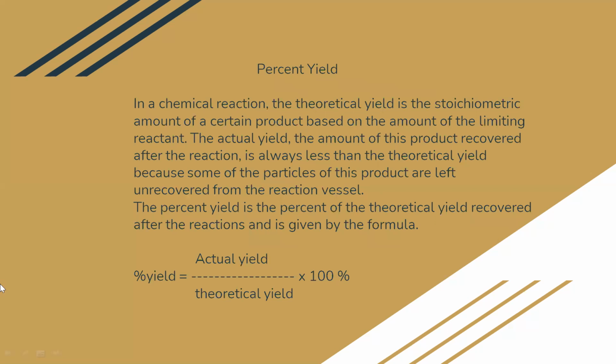Next, percent yield. In a chemical reaction, the theoretical yield is the stoichiometric amount of a certain product based on the amount of limiting reactant. The actual yield, the amount of product recovered after the reaction, is always less than the theoretical yield because some of the particles of the product are left unrecovered in the reaction vessel. The percent yield is the percent of the theoretical yield recovered after the reaction, and it's given by the formula: percent yield equals the actual yield divided by the theoretical yield times 100%.